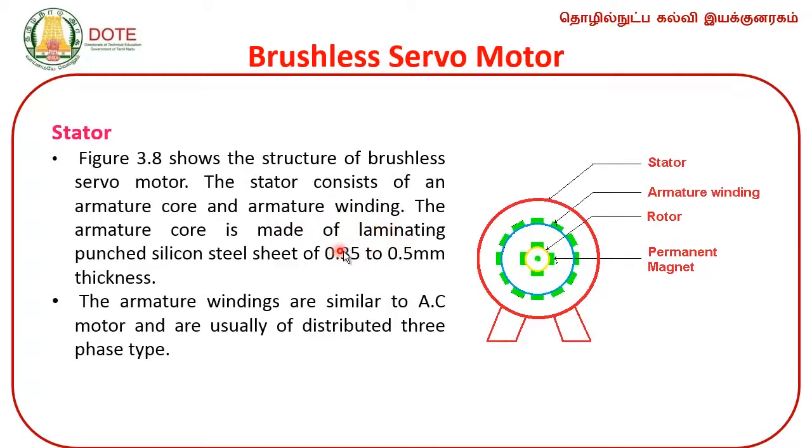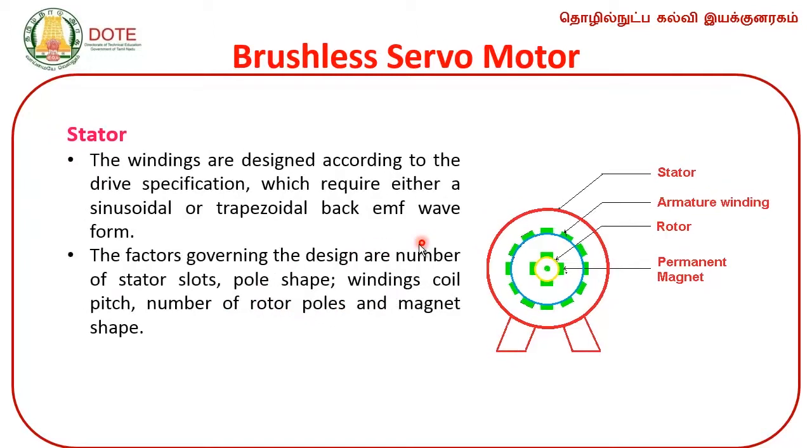The armature core is made up of laminated punched silicon steel sheet of 0.35 to 0.5 mm thickness. The armature windings are similar to an AC motor and are usually distributed in a 3-phase type. The stator windings are designed according to the drive specification, which requires either a sinusoidal or a trapezoidal back EMF waveform, whether you want a sine wave or a trapezoidal wave.